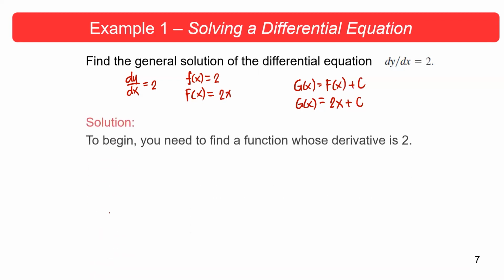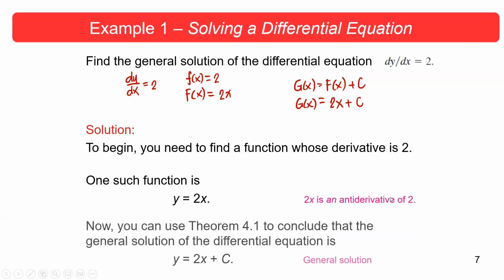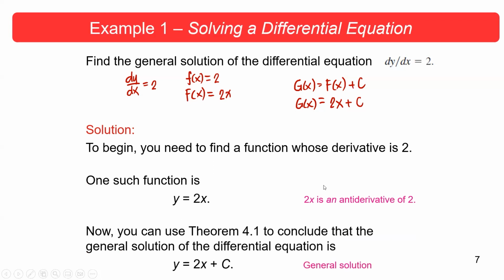Right? Okay. To begin, you need to find the function whose derivative is 2. So one such function is 2x. Therefore, 2x is an antiderivative of 2. However, to show that you are representing the whole family of solutions, you say 2x plus c. By the way, this g of x, don't be confused about this. This is simply y is equal to 2x plus c. I just wrote it in terms of g of x, the other one's in terms of f of x. Okay?